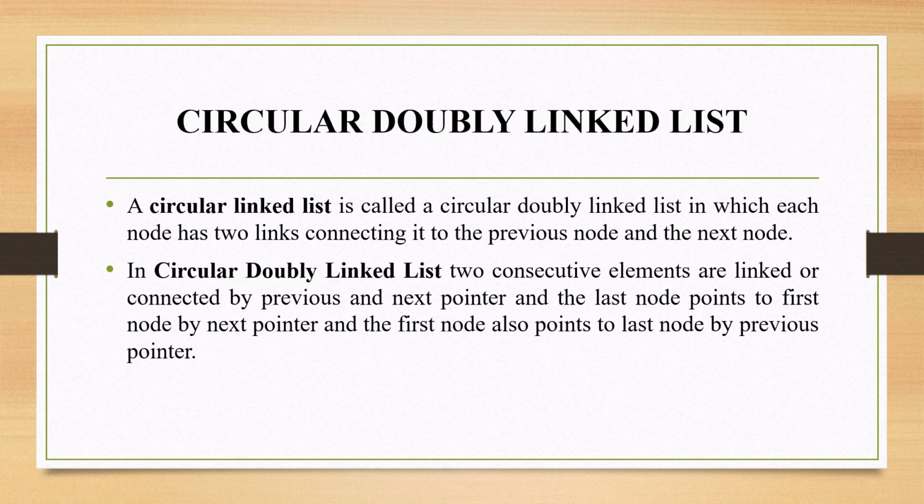Last type, circular doubly linked list. A circular doubly linked list is one in which each node has two links connecting it to the previous node and the next node. In a circular doubly linked list, two consecutive elements are connected by previous and next pointers, and the last node points to the first node by the next pointer, and the first node also points to the last node by the previous pointer.